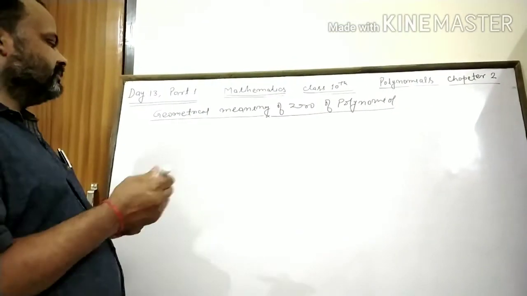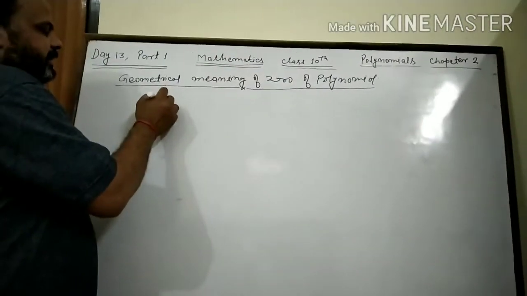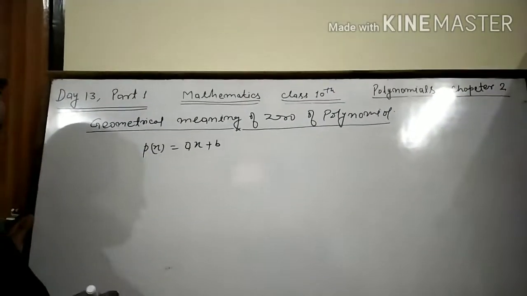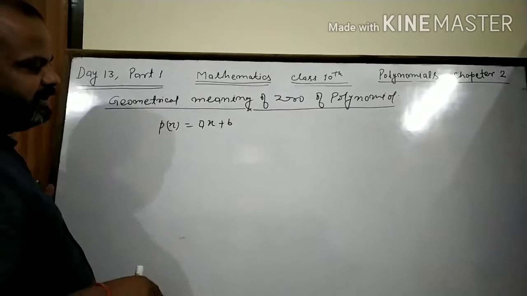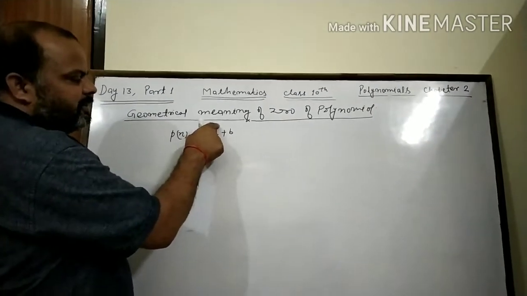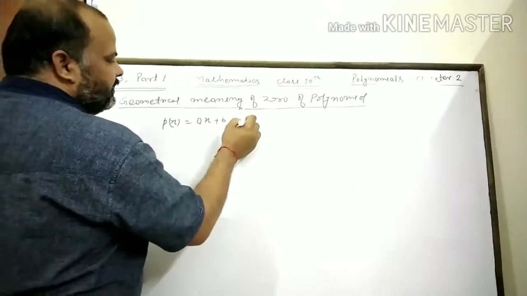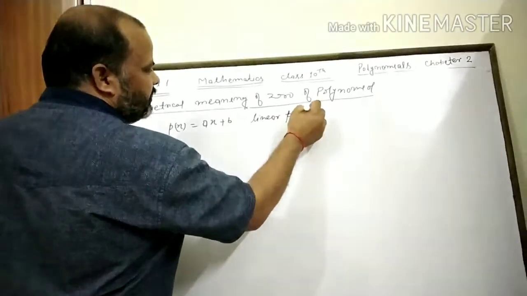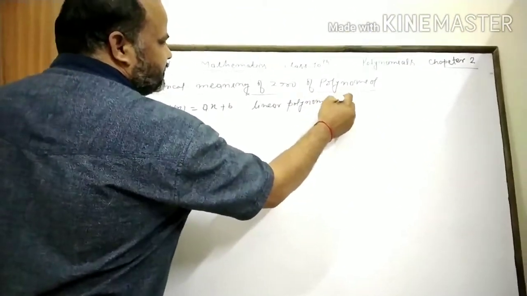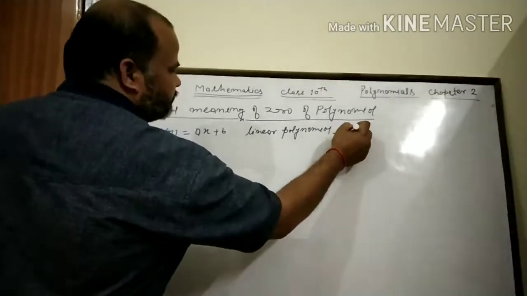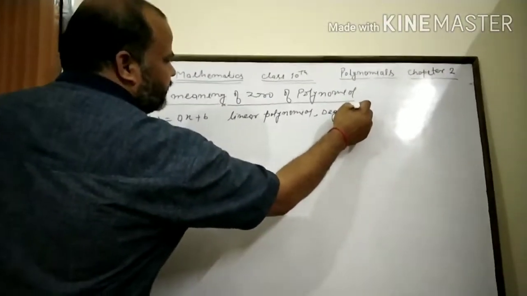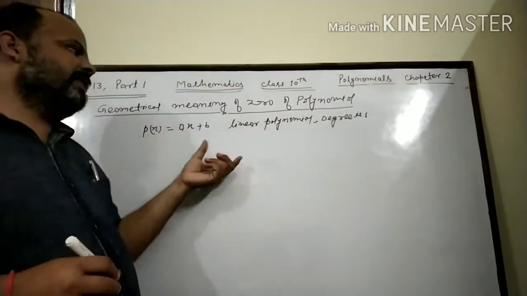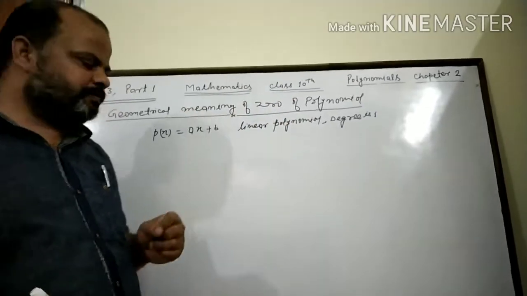Clear? Suppose you have a linear polynomial p(x) is equal to ax plus b. It is a linear polynomial. You know why it is a linear polynomial? Because here the degree of x is 1. It is called a linear polynomial because its degree is 1. You know that if it has 1 degree, then it also has 1 zero.